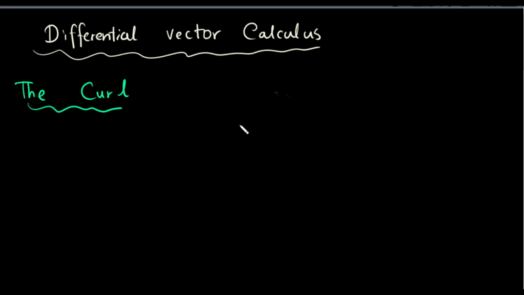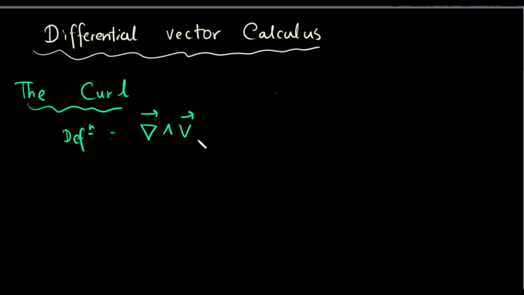Okay, in this video I'm going to talk about the curl. This curl is also an important feature of vector calculus. I'm going to go through the basic definition of the curl. If we have a vector field V, then the curl will be defined as del cross V. So V is my vector field.